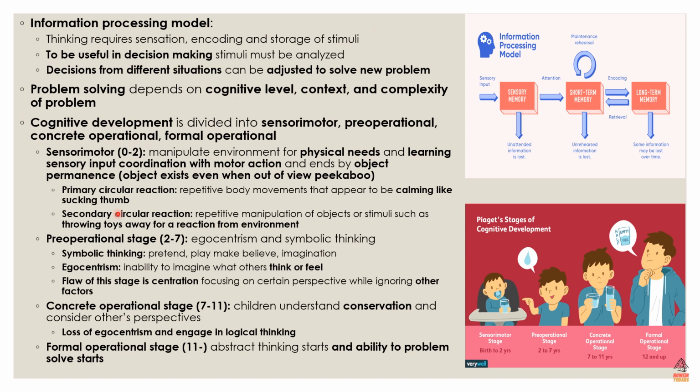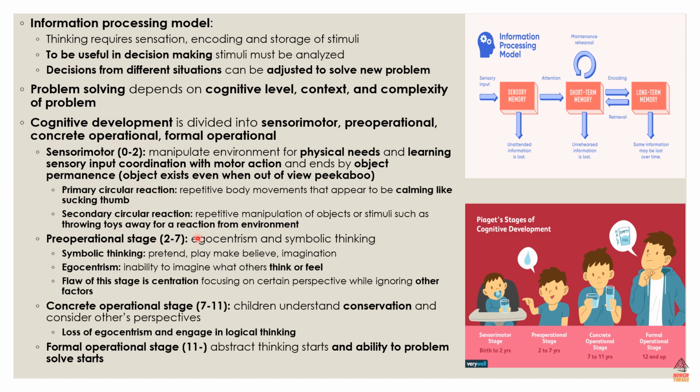So cognitive development is divided into four stages. You got the sensory motor, and then you got the pre-operational stage. You got the concrete operational, and then you got the formal operational. So three operational, one sensory motor.